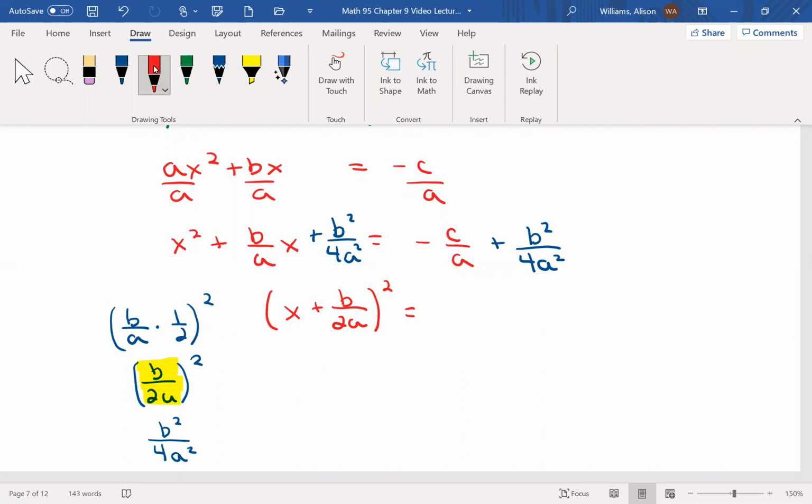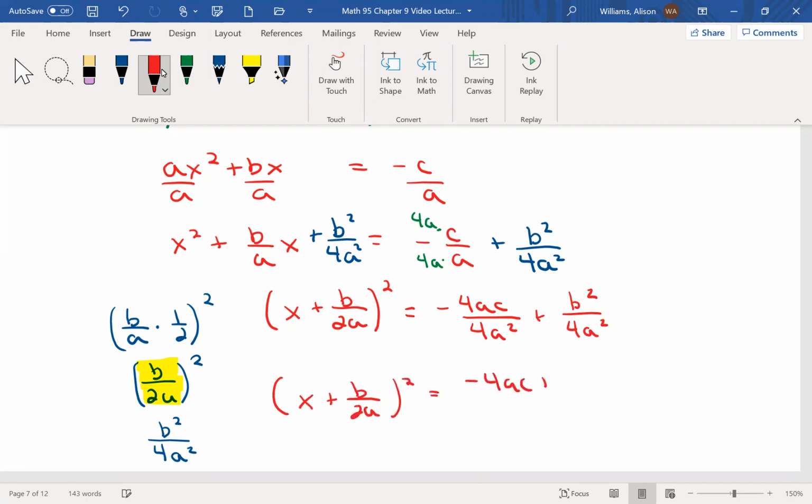Okay, but on the right side, I need to add those two fractions, and that's going to mean I need a common denominator. So I need to multiply this first fraction by a 4 and another a. So numerator, denominator, multiply by that. So it's going to be negative 4ac over 4a squared plus b squared over 4a squared. So combined together, just rewrite the left side. That's going to be negative 4ac plus b squared over 4a squared.